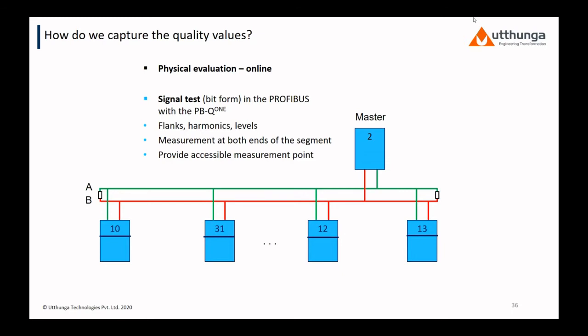Please repeat about diagnostic telegram. Okay, the diagnostic telegram is dependent on the number of your nodes. Nodes means your IO modules or your drives or any slaves of your network. So what is a diagnostic telegram? There are 2 types of diagnostic telegram: external diagnostics and internal diagnostics.